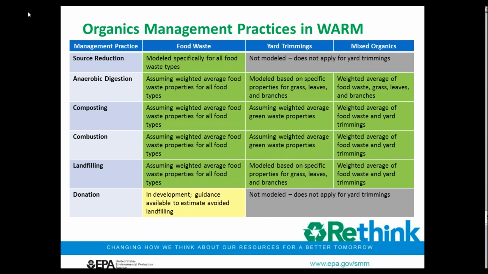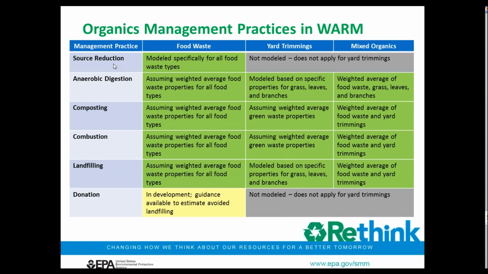Combustion is modeled similarly for all organic materials. And for landfilling, again, we model landfilling impacts from all organics. For yard trimmings, we have specific properties for grass, leaves, and branches. For food waste, we assume average food waste properties for all food materials.